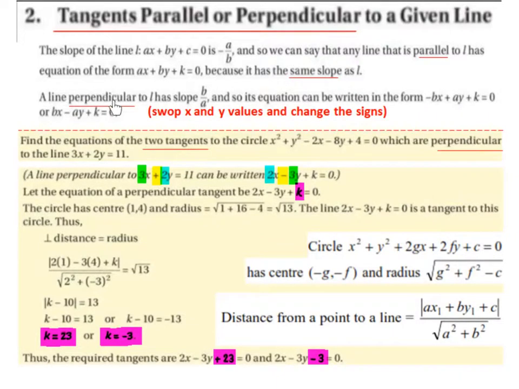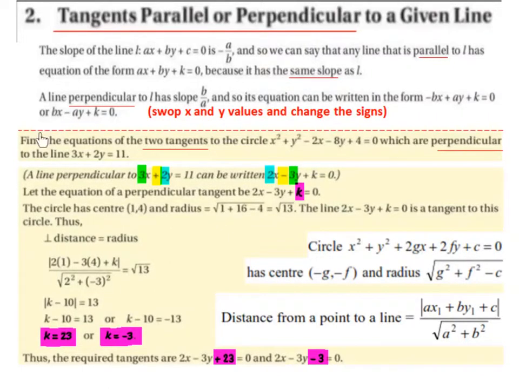A line perpendicular to L has a slope of positive b over a. So basically, we take the reciprocal of this, so we turn it upside down and we change the sign. So if it's minus, it becomes positive. If it's positive, it becomes minus. And so its equation can be written in the form of minus bx plus ay plus k is equal to 0, or bx minus ay plus k is equal to 0. So basically what we do is we swap the x and y values and we change the signs.